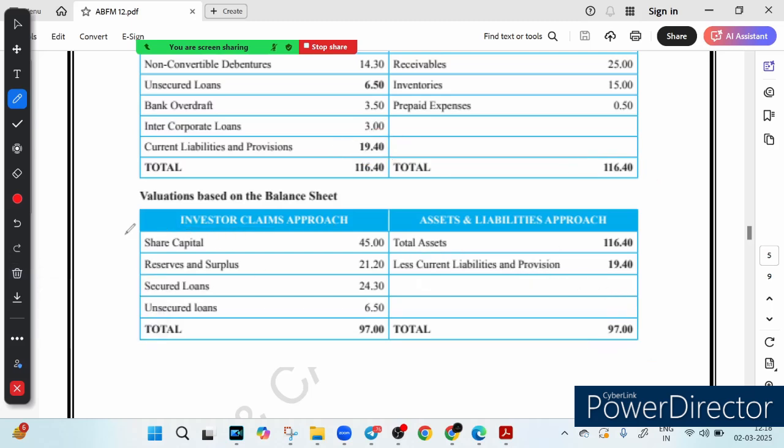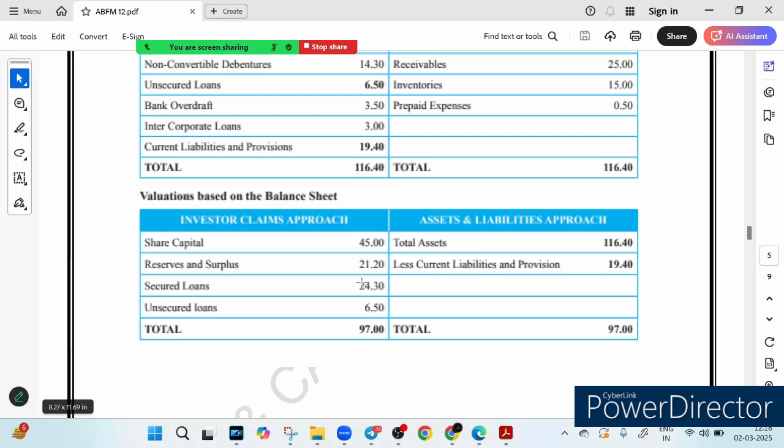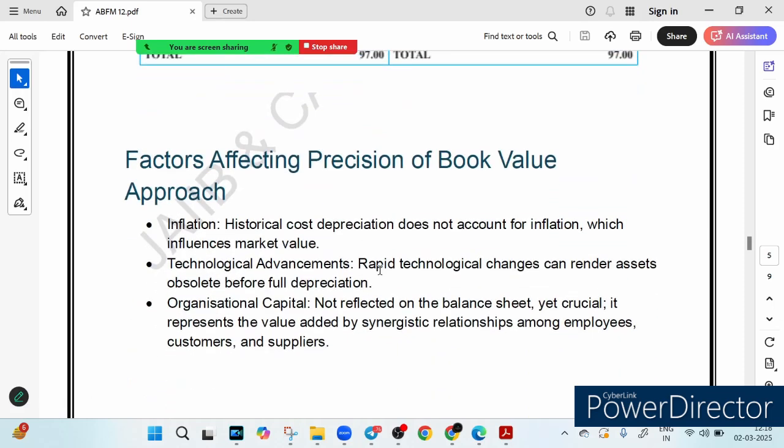And also we can see who the stakeholders in the company are. Those who have given secured loans, those who have given unsecured loans, right? So this much loan it has taken. These are the stakeholder claims, and the investor claims are the shares and their reserves and surplus, right? So that is the point.